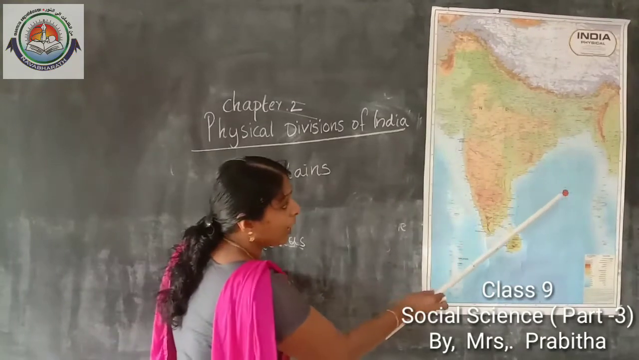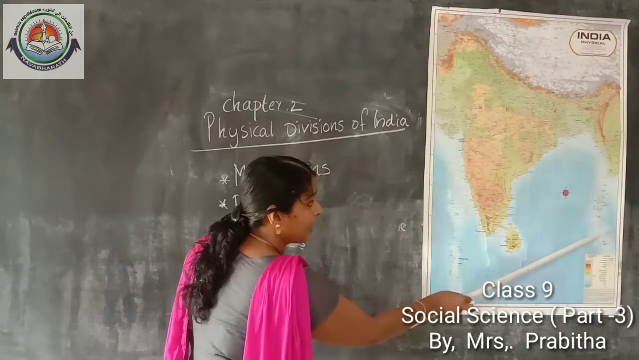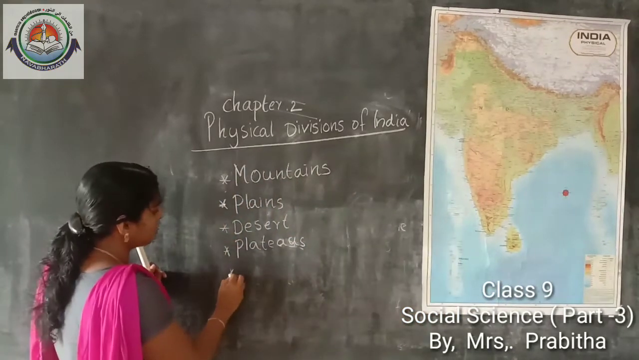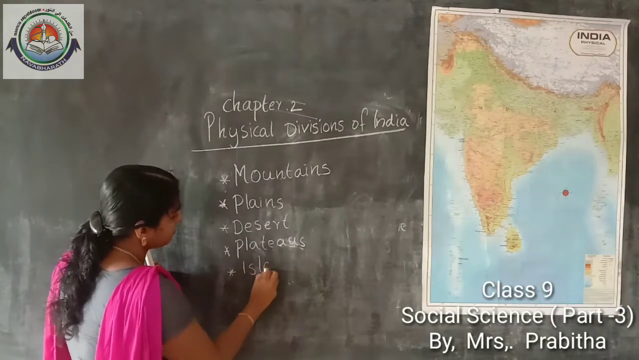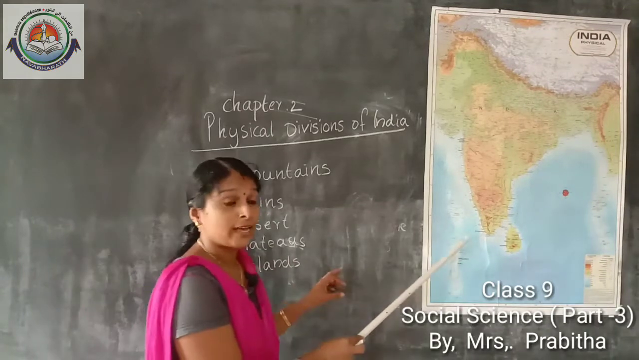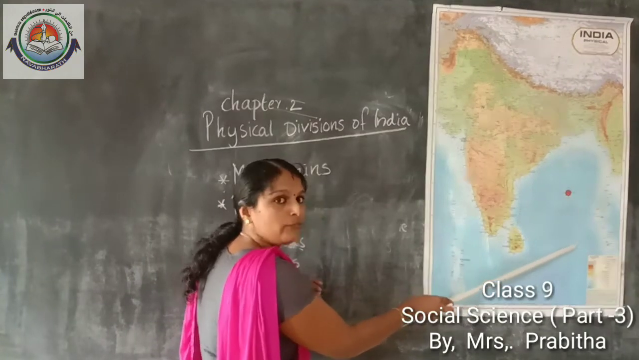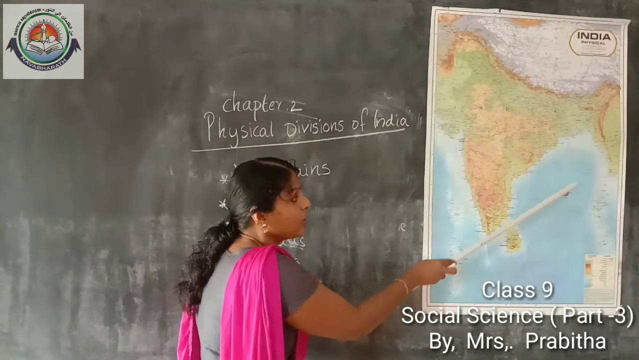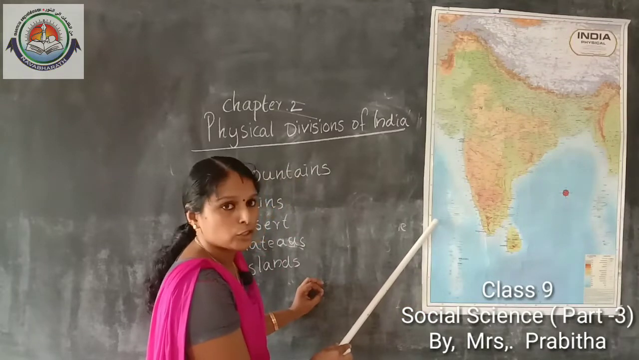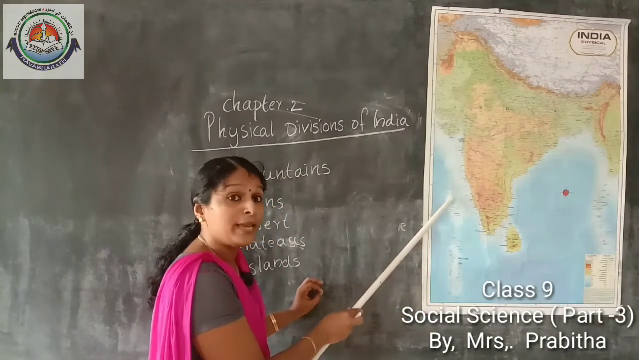Okay, next we have to find out where the islands are. There are two island groups. The first one is Andaman and Nicobar Islands and the second one is Lakshadweep. So the next physical feature is islands. Andaman and Nicobar Islands are on the eastern side of India. That means they are in the Bay of Bengal. And next one is Lakshadweep. It is on the western side of India, in the Arabian Sea.